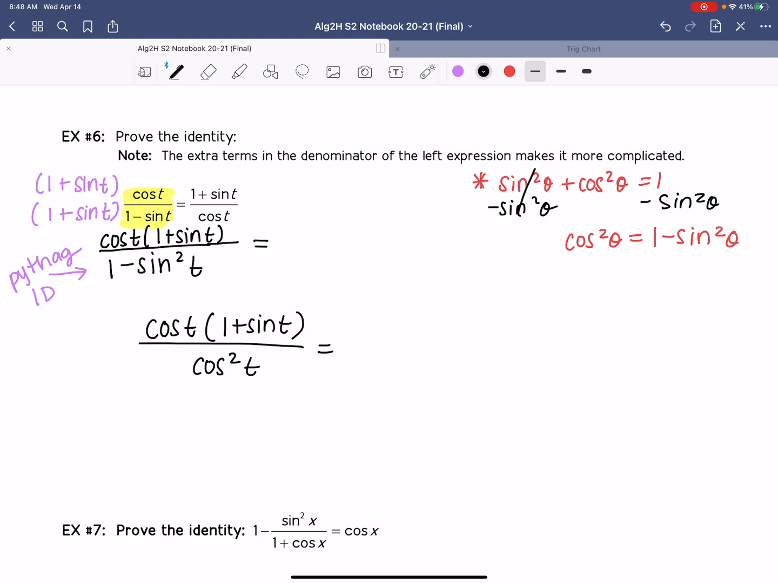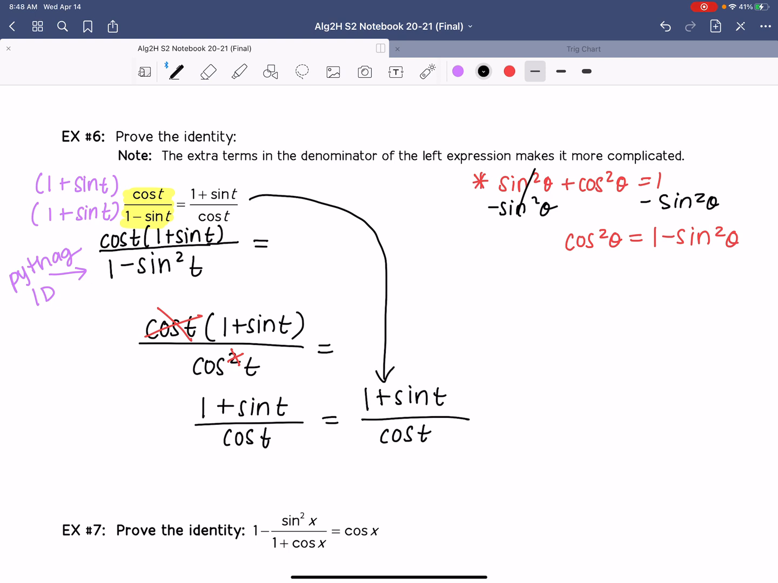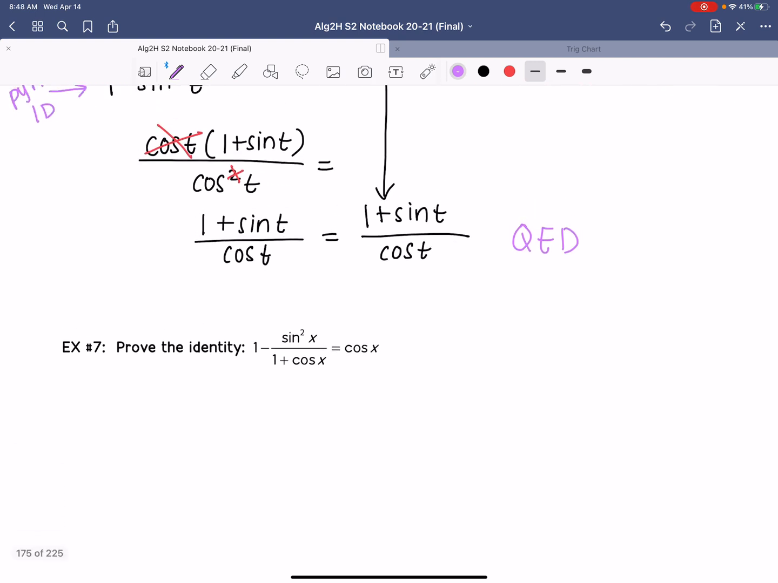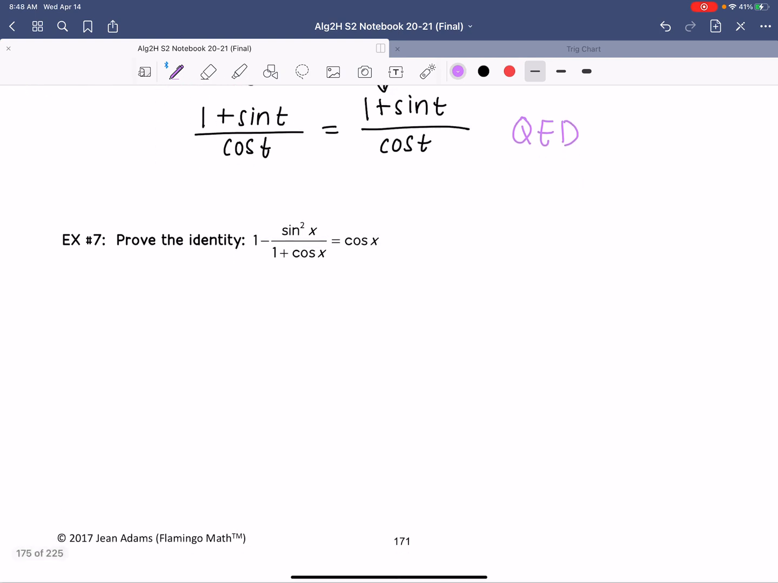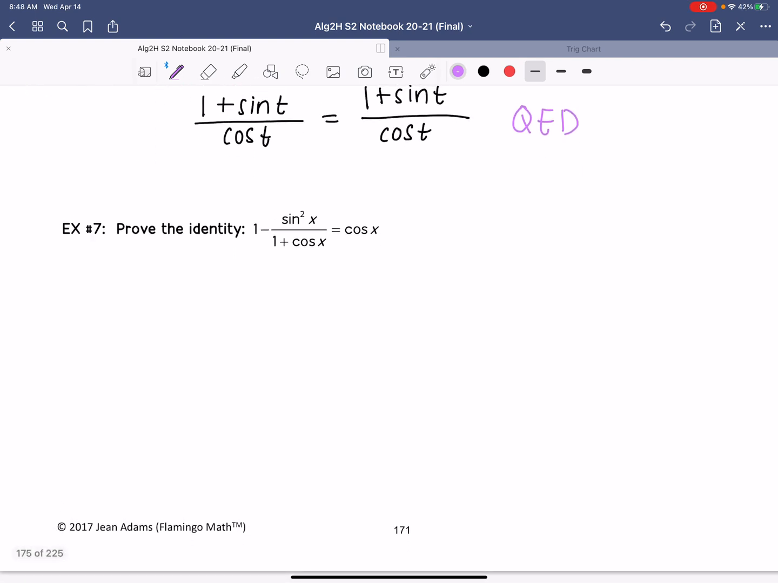Now we can see we can simplify one of these cosines with this. Once I simplify, I have 1 plus sine of t over cosine of t. And that is my right side, so I did prove it. Like so, we proved it. We're going to put QED. Again, I don't know if QED is a real thing, I just call it that. It sounds cool. All right.